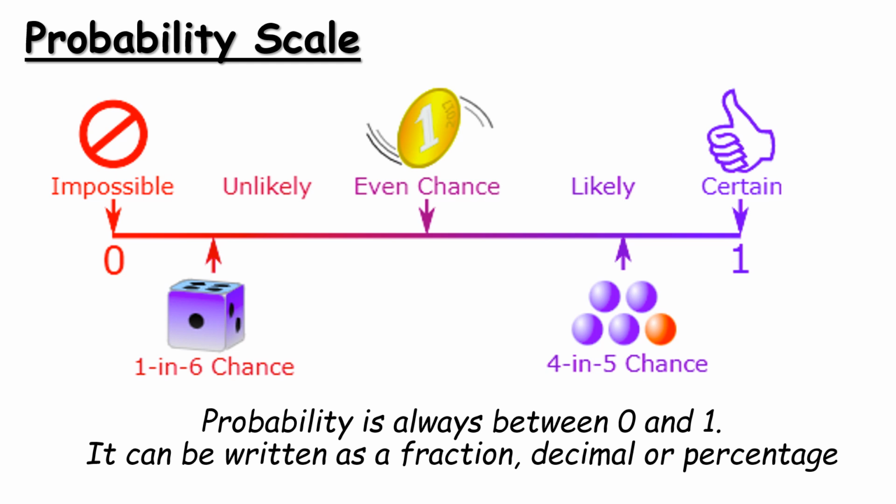The probability scale, as well as being a number line, can also indicate to us the likelihood of something happening. So for example, we have impossible, which is a probability of 0, unlikely, which is in the bottom half of our number line, and even chance, which is dead in the middle. Think of that as tossing a coin: half heads, half tails, 50-50. You think of it as a probability of a half, 0.5. We have likely, which is in the top half of our number line, and then certain, which is a probability of 1.